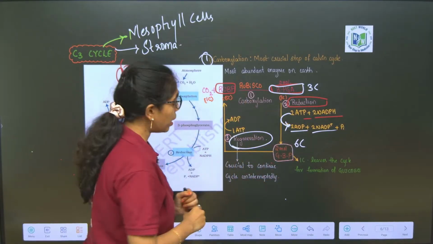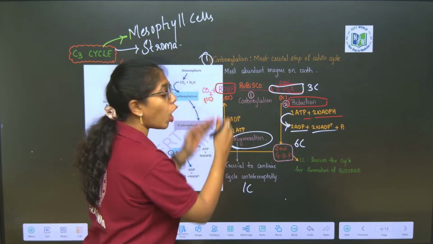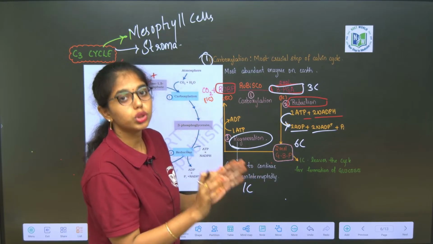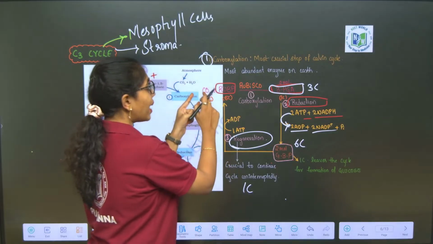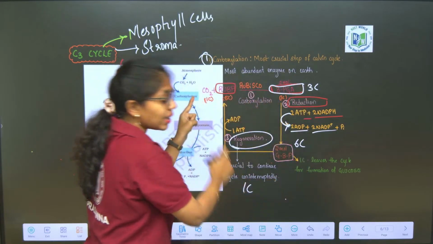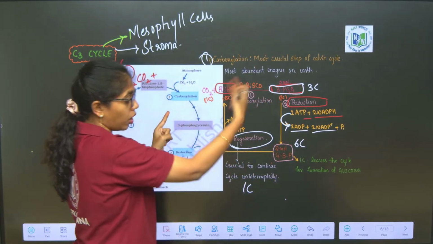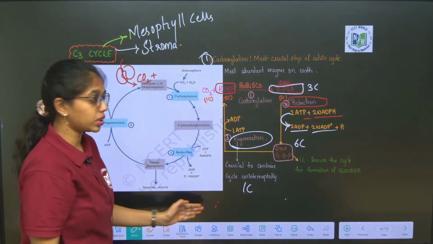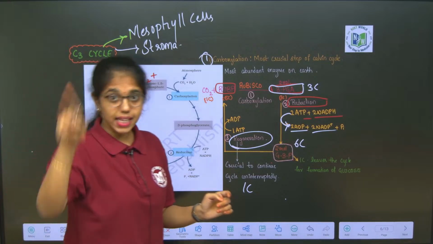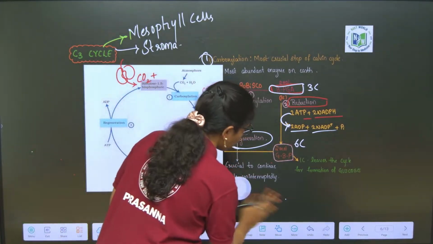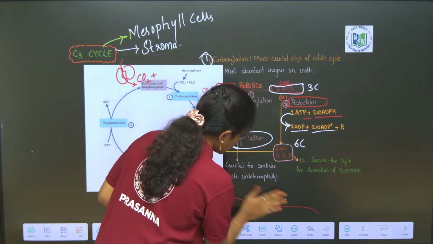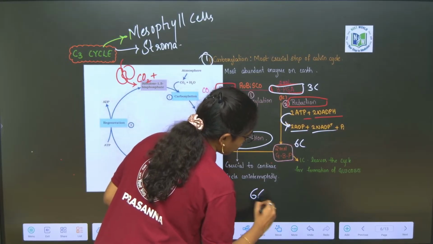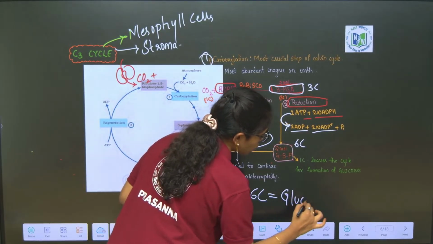Rest 1 carbon will be leaving the cycle all the time to form the glucose chain. Okay. So, from 1 carbon dioxide continuing the cycle, 1 carbon will be released to form the glucose chain. As such, 6 cycles will release how many carbons? 6 carbons.